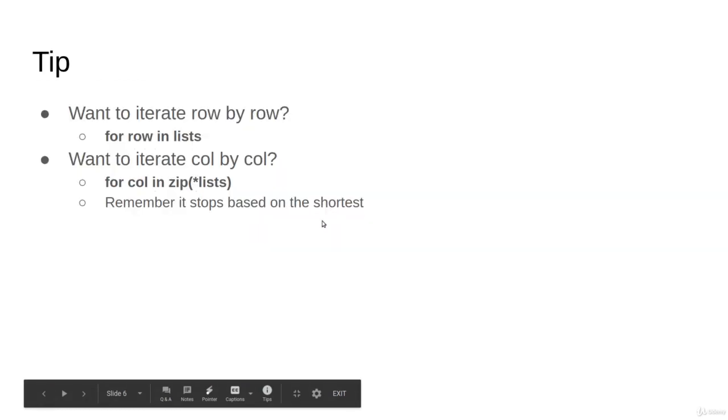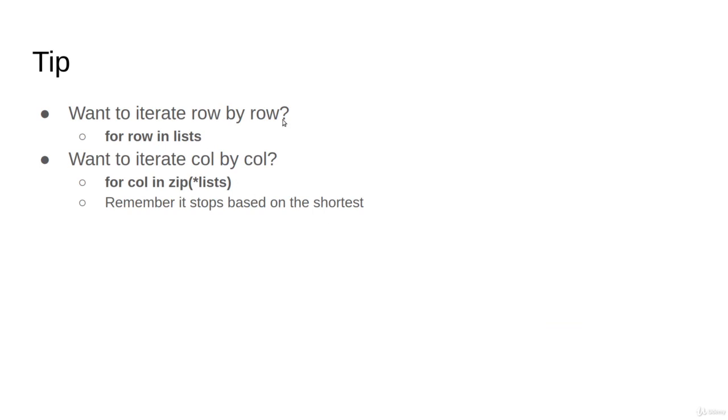That's all. Tips: if you would like to iterate row by row, just use the normal way, for row in lists. That's all. If you would like to iterate column by column, for column in zip asterisk lists will do the trick. That's all.